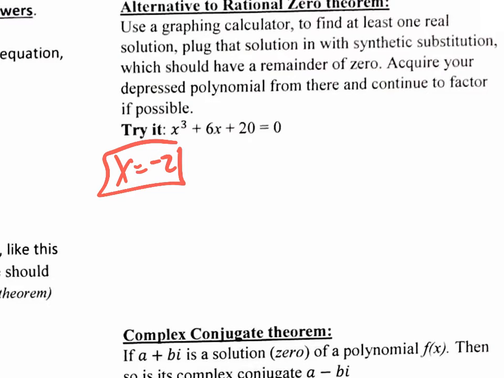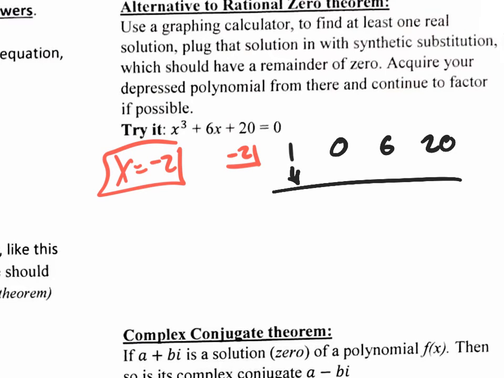So if you know an answer, then you could plug in that answer into synthetic substitution. What would my coefficients be? I have a 1 on the x to the third. What's the next coefficient? 0. Thank you. I almost put 6, but there is no x squared, so you have to represent that x squared with the 0, saying that there is no x squared. And then you have the 6, and then you have the 20.